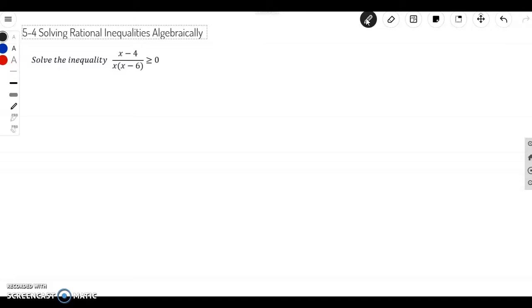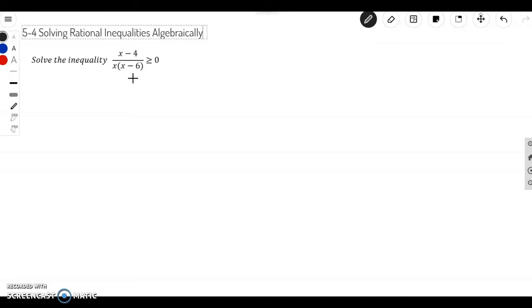So below here we have a rational inequality, and we want to know where this is greater than or equal to 0. Graphically, what we did is look at where the graph is above the x-axis if it was greater than 0. But when we're solving an inequality, we're going to need to do the same process using some sort of analysis.